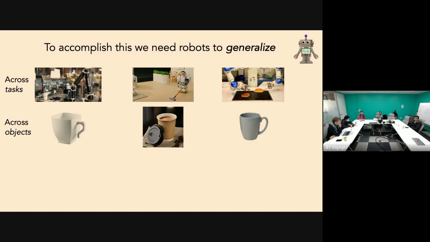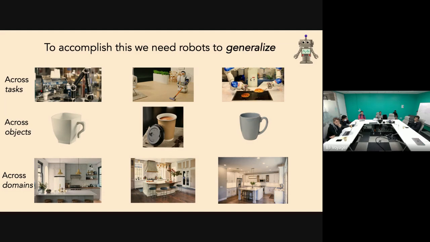They should be able to generalize across objects. So if they have a notion of how to make coffee, they should be able to do it even if the mug is not exactly the one they were trained with. And they should be able to generalize across domains or environments. If the robot has been trained how to make an omelet, and you put it into a new kitchen, it should still be able to make the omelet. This is something that humans are capable of. This is why I can go into a new home and do all sorts of useful things. If we want robots to do the same, they need this capability to generalize.